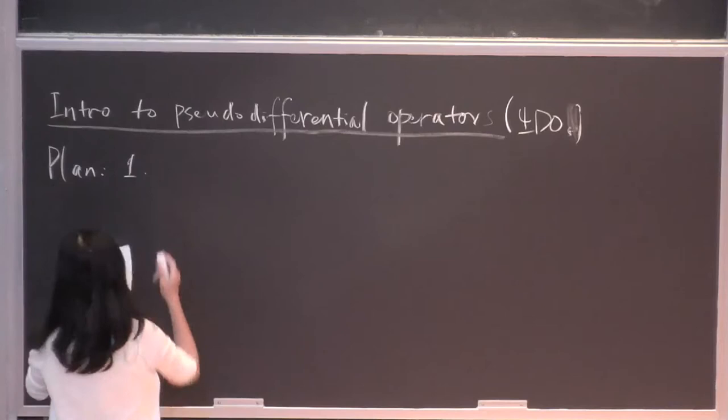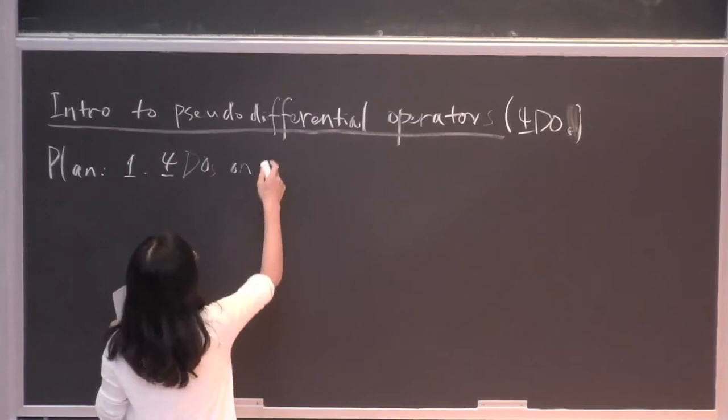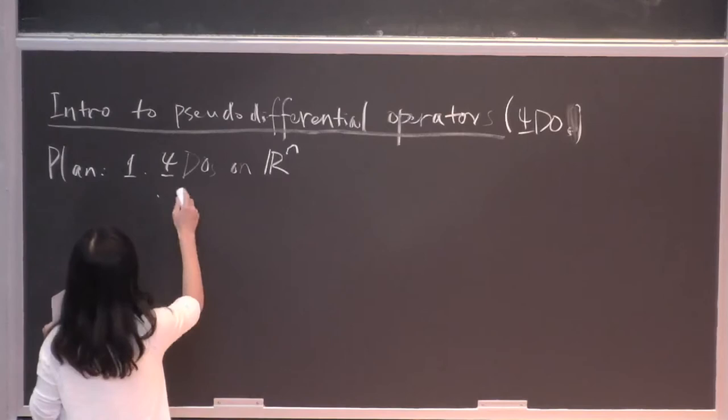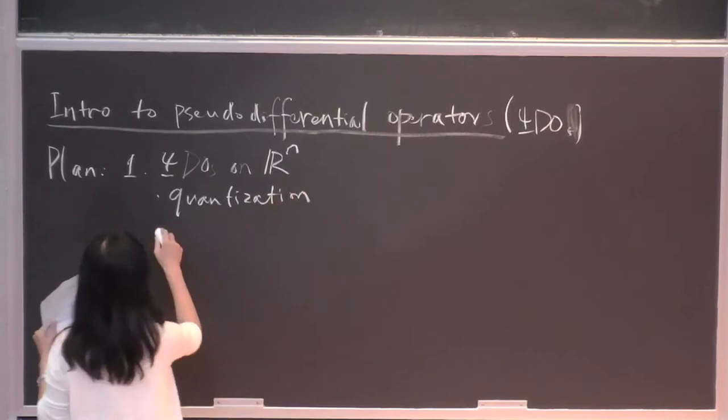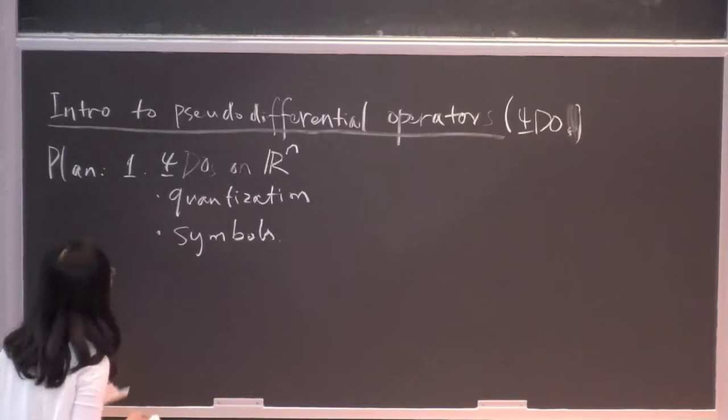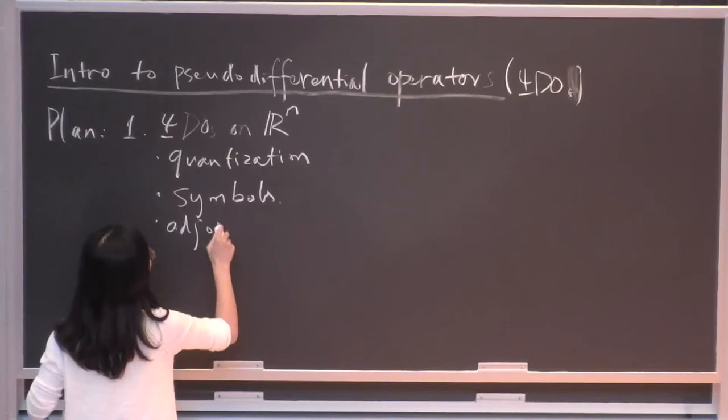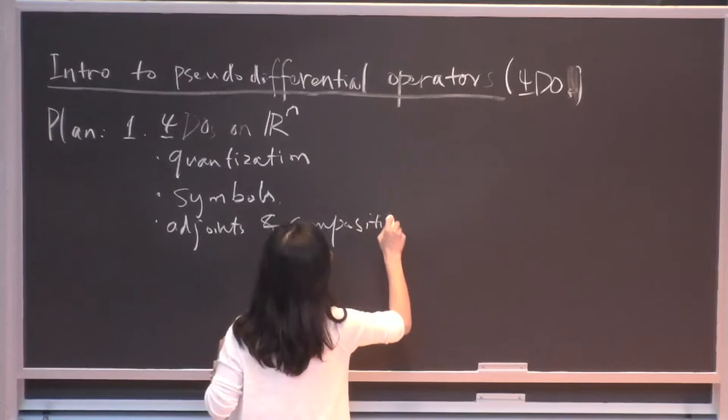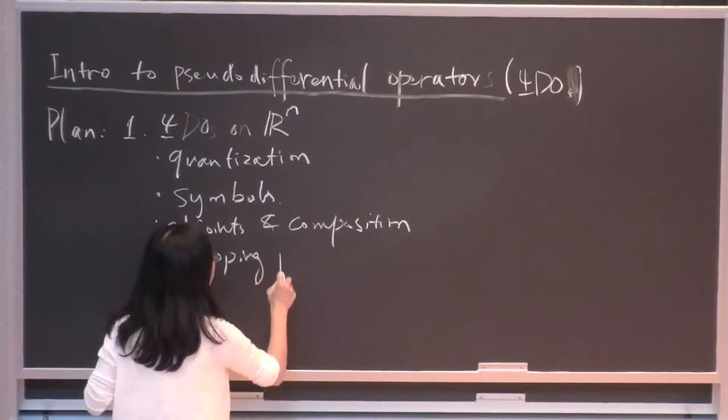So my first part is going to be on pseudo-differential operators on Rn, which will consist of several parts. The first part is quantization, and a related concept is symbols and principal symbols. And then I'll talk about two important operations, which are adjoints and composition. Then I'll mention some mapping properties of pseudo-differential operators on Rn.